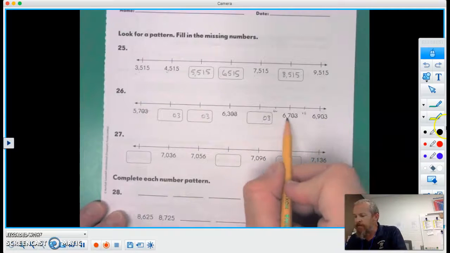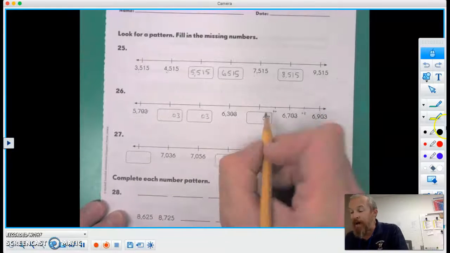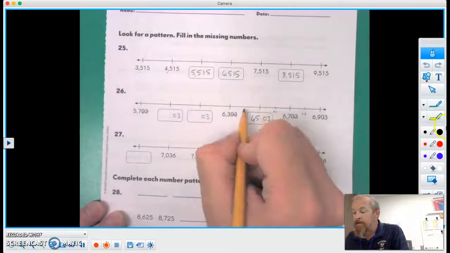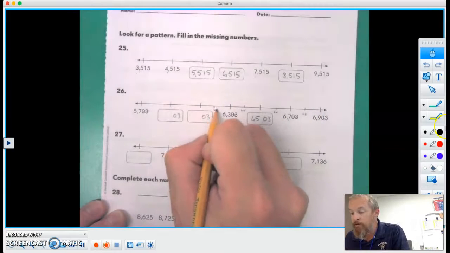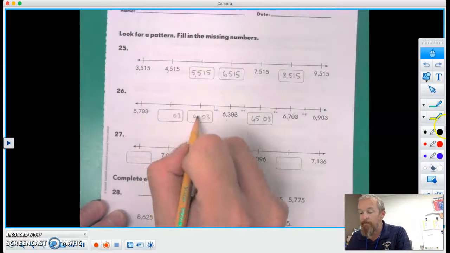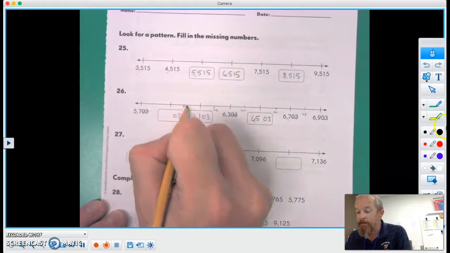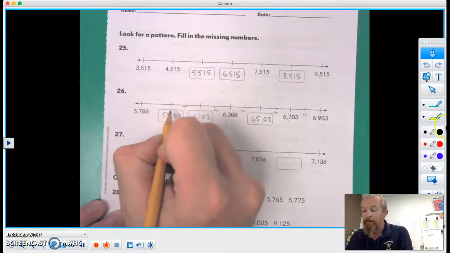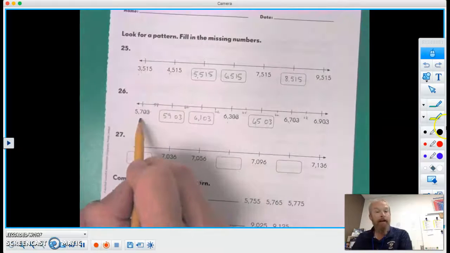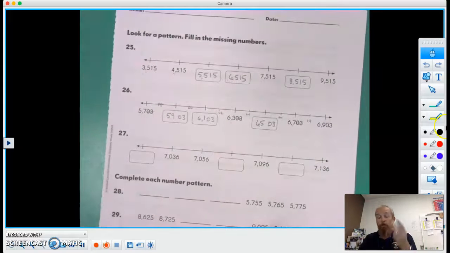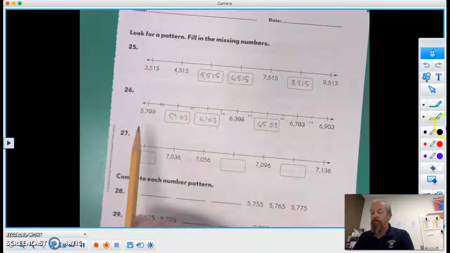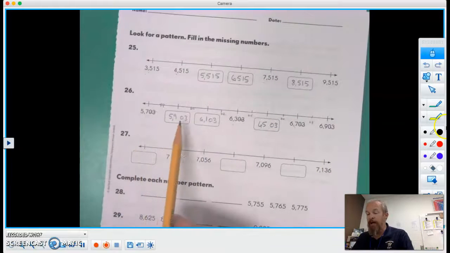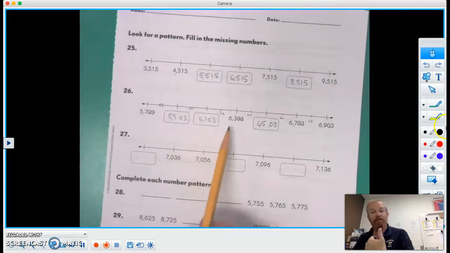So 69, 68, 67, 66, 65. And then 64, 63, 62, 61, 60, 59, 58, 57. That's it. So each number is going up 2 in the hundreds column, right? 57, 58, 59, 60, 61, 62, 63.